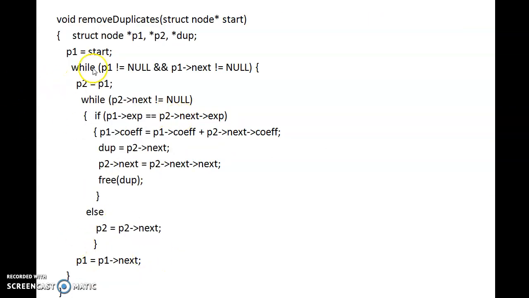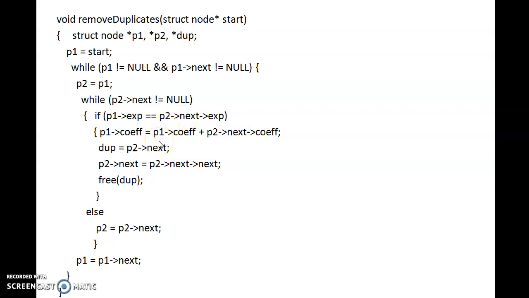So see here, P1 is starting at one place, that is called start, and while P1 is not equal to null and P1 of next is not equal to null, I am performing this activity, and P2 is also starting at P1. So until the end of P2, we are comparing P1 of exponent and P2 of next of exponent. If both are equal, I am going to add P1 of coefficient and P2 of next of coefficient, and I am removing P2 of next.